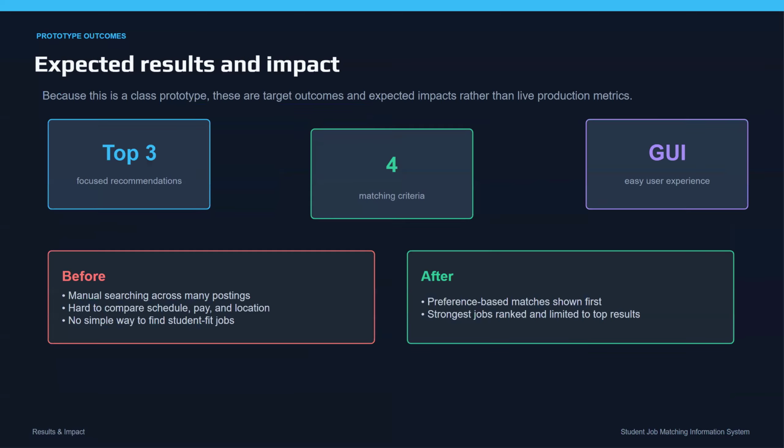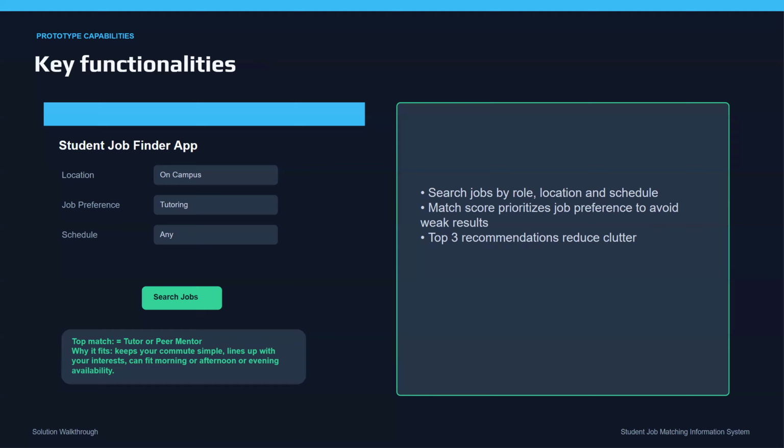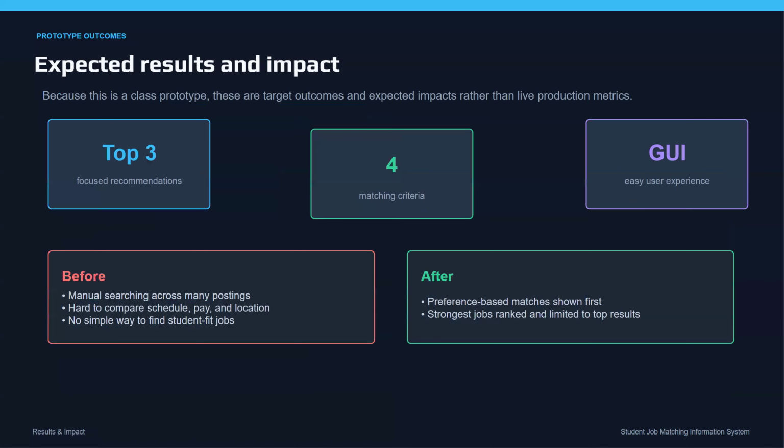As for the expected results and impact, because this is a class prototype, these are target outcomes and expected impacts rather than live production metrics. Using the top three focus recommendations, it would be matching criteria using an easy user experience with a GUI. So before, it would be manual searching across many postings, very hard to compare schedule, pay, and location, and no simple way to find student-fit jobs. Now with our app, we would have preference-based matches shown first, strongest jobs ranked, and limited to top results.